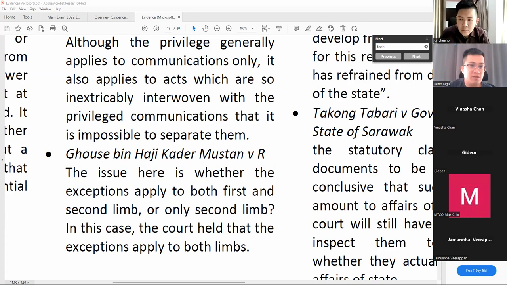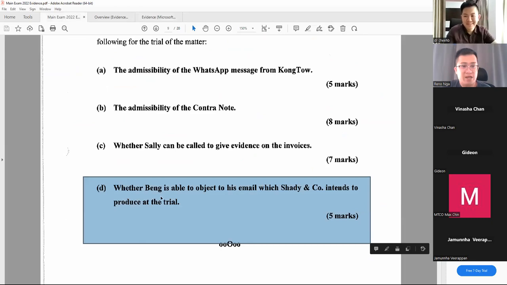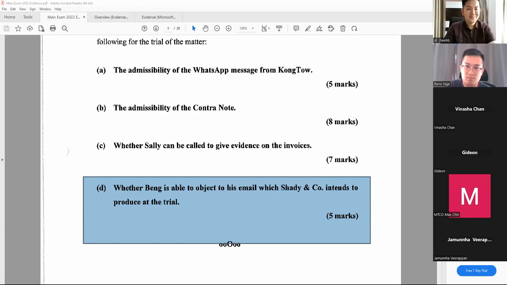Okay. Can we go to the last question? Whether Banks is able to object to his email, which Shanti and Cole intends to produce at the trial. This is another category I mentioned, because Shanti and Cole is a law firm. So we need to mention competence and compatibility: once the lawyer is able to answer the question, then he is a competent witness. When he is a competent witness, then you need to answer section 126, whether the communication between lawyer and client can be disclosed or not. That's it. So we settle our case already.